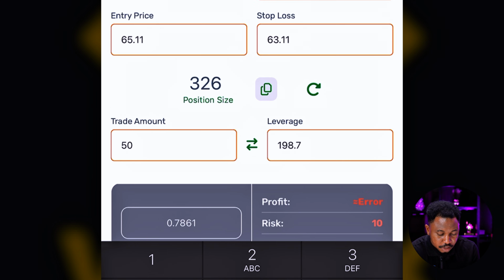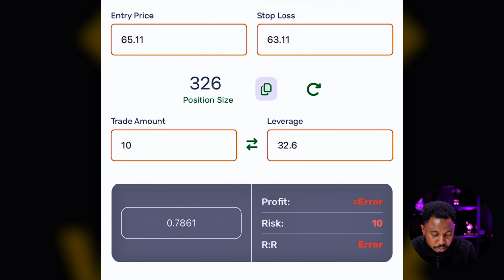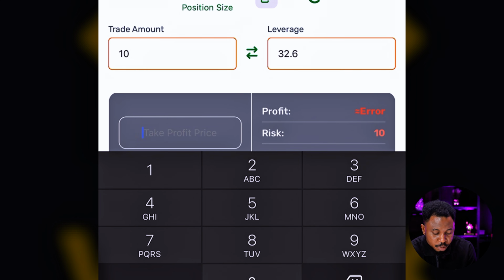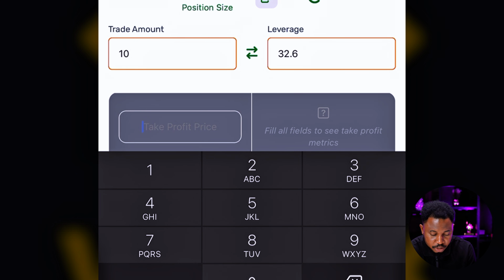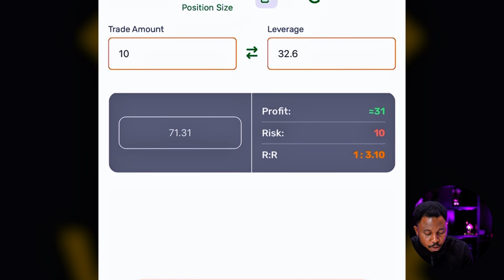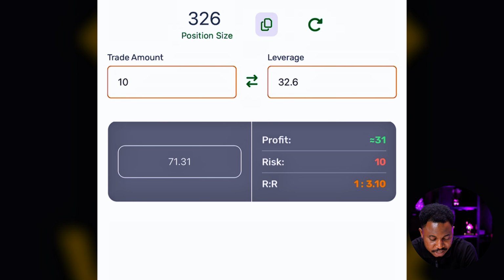Okay, so trade amount, I want to enter with $10, and boom, it's been able to calculate my leverage right there, which tells me I'm supposed to use 32.6x leverage. You can see it as simple as ABCD. But I already told you with just simple calculation, I came out 33x leverage. Okay, so what is going to be my take profit? My take profit is going to be $71.31. Okay, so if you look right here, if it hits my profit, I'm going to make $31, and if it hits my stop loss, which is the risk, I'm going to lose $10. The risk to reward ratio is 1 risk to reward 3. So that's basically how to calculate, to know the right leverage you're going to use to trade.